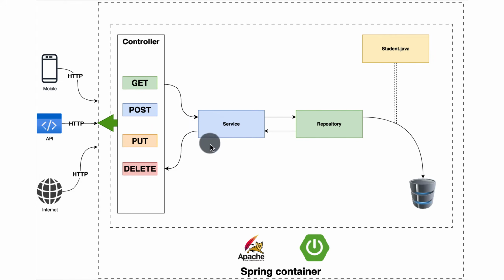REST APIs typically use a stateless client-server architecture, meaning that the server does not store any session data about the client. Instead, each request from the client must contain all the information necessary to process the request. In addition, REST APIs usually support multiple data formats, such as JSON, which stands for JavaScript Object Notation, or XML, which stands for Extensible Markup Language, so that clients can choose the format that best suits their needs.